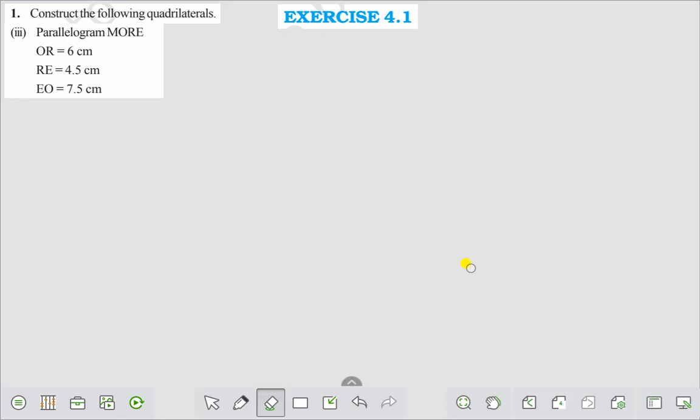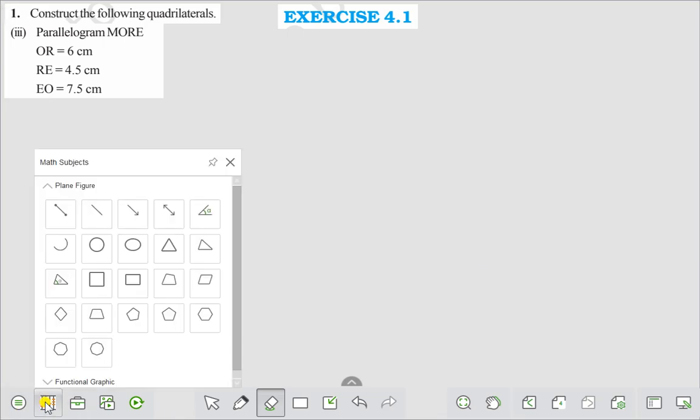Hello everyone. Today I'll discuss exercise 4.1 question number 1. Construct the following quadrilaterals. That is parallelogram MORE, OR 6 cm, RE 4.5 cm, EO 7.5 cm.